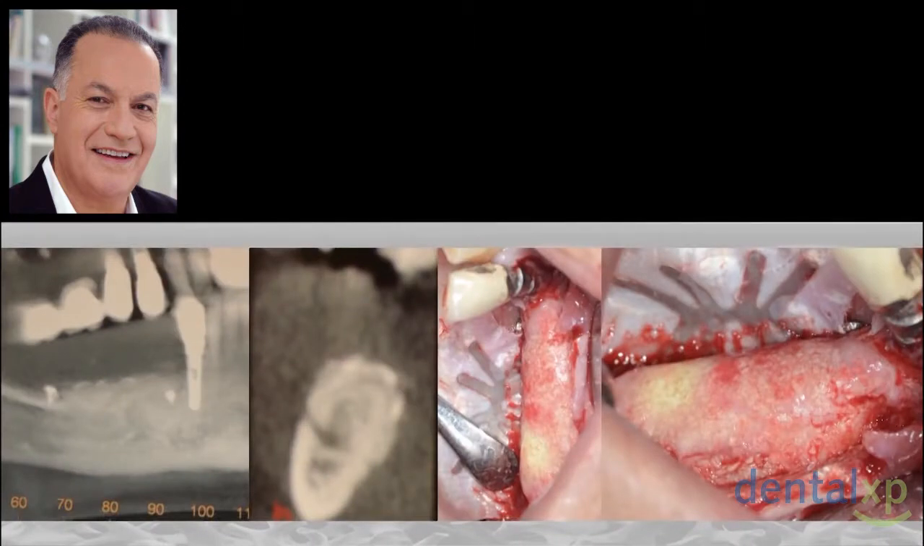And we can see in this picture the bone formation and the good quality of the bone, in width and in height. And we will be able to place dental implants in a good condition with a good prognosis.